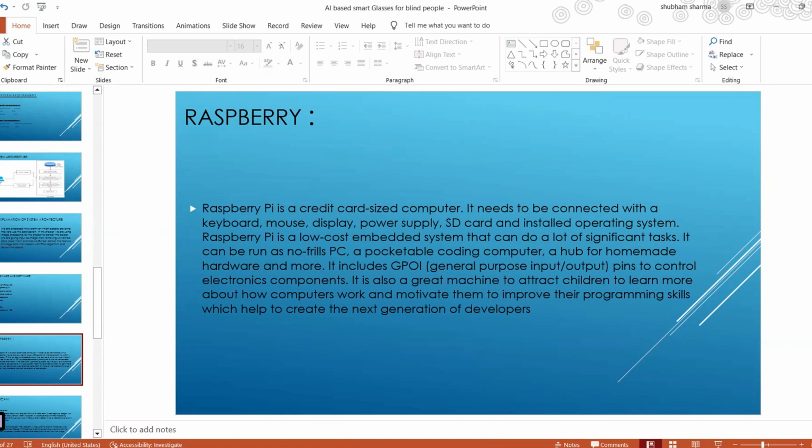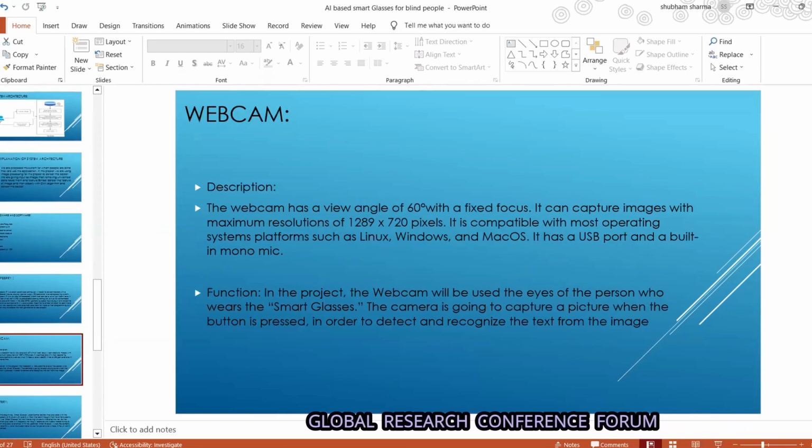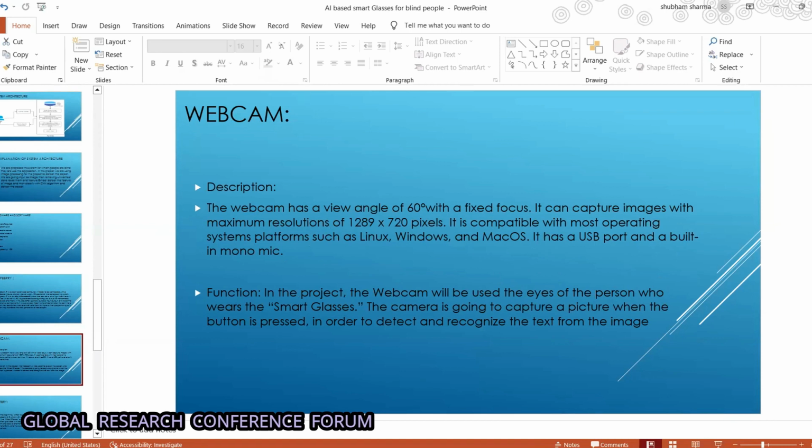The Raspberry Pi is a low-cost embedded system that can do a lot of significant tasks. It can run as a no-frills PC, a portable coding computer, or a hub for homemade electronic components. It is also a great machine to attract children to learn more about how computers work and motivate them to improve their programming skills. Next is the webcam. This is used to capture an image, to read an image.